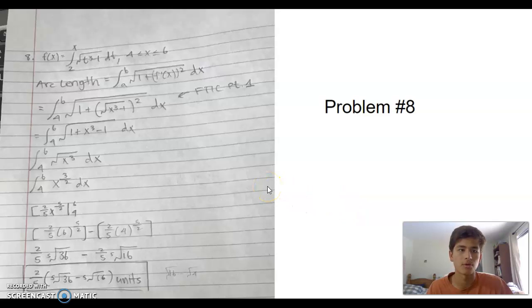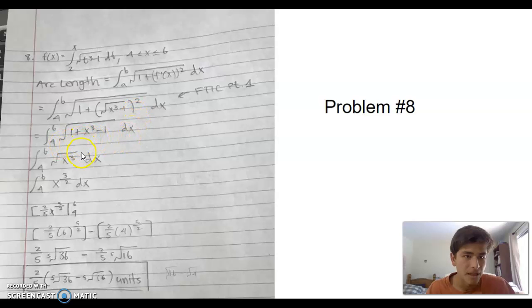Okay, number 8, you want to find the arc length of this function here. So the arc length formula is the integral of the square root of 1 plus f prime of x squared. So for the integral of f of x, integral from x to the top function, you use fundamental theorem part 1, so I just replaced the t with the x to take the derivative. So the integral disappears, and you're just left with square root of x cubed minus 1 because of fundamental theorem part 1. And then I squared that, so you get x cubed minus 1. And obviously the limits of integration are from 4 to 6 because that's what it says in the problem.